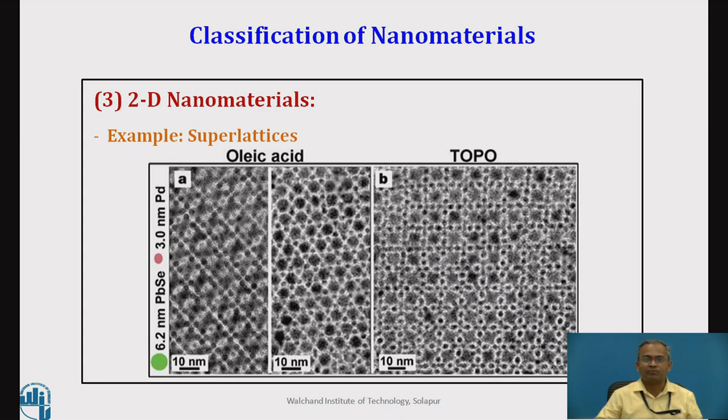Yet another example of two-dimensional nanomaterials is superlattices. A superlattice is a periodic structure composed of alternating layers of different materials or nanostructures. These layers have thickness ranging from a few atomic layers to several nanometers. Superlattices are widely used in semiconductors, photonics, quantum devices, and thermoelectrics. Here are the TEM images of binary superlattices self-assembled in the presence of oleic acid and tri-n-octylphosphine oxide.